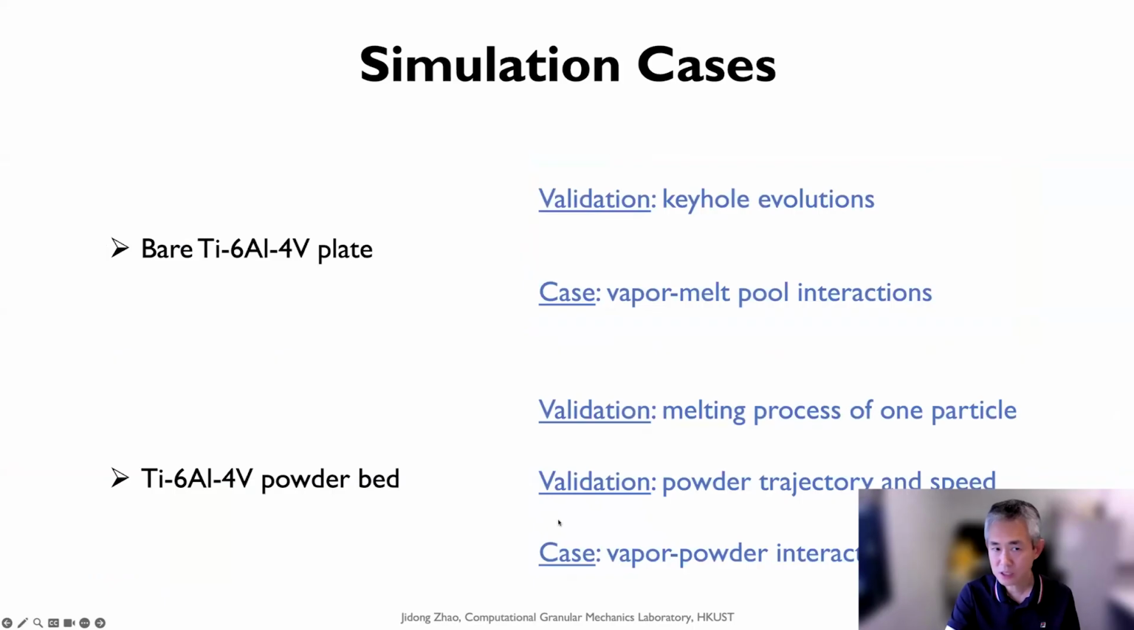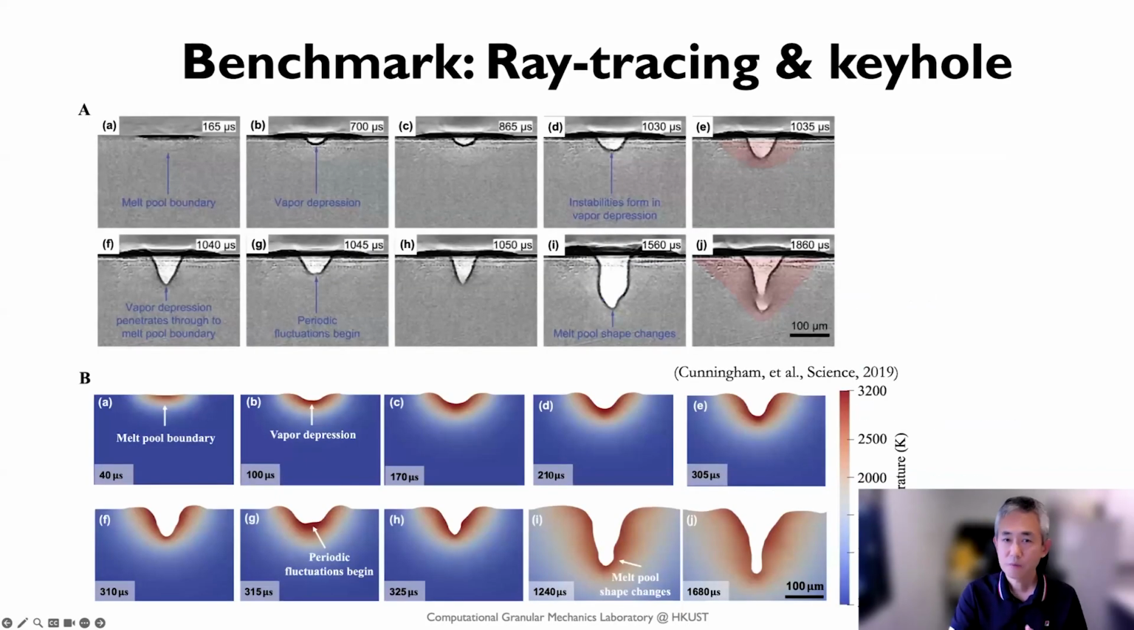Okay, we do some simulation cases. One is where we consider a titanium alloy bare plate simulation. The other is a powder bed simulation. We show different validation cases and also analysis cases here. First thing that we want to benchmark is this ray tracing keyhole here.